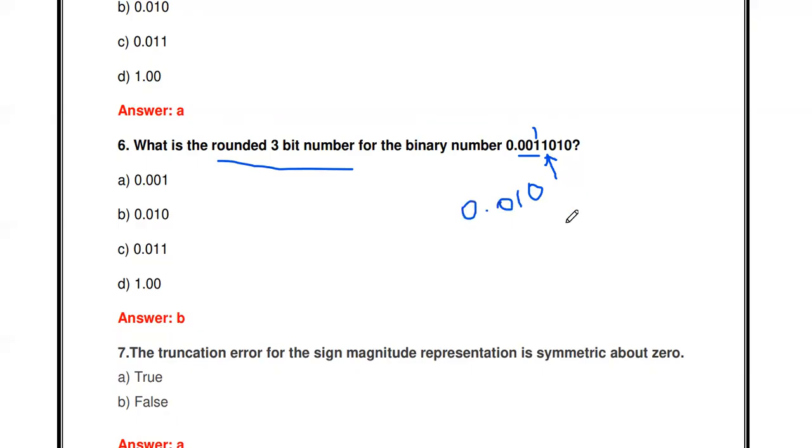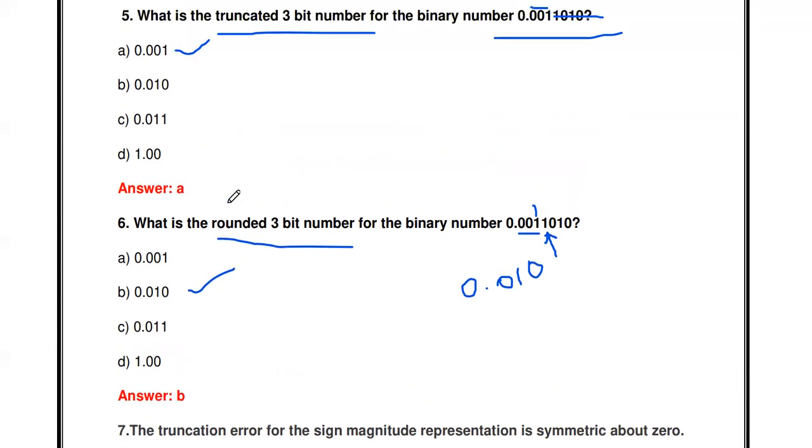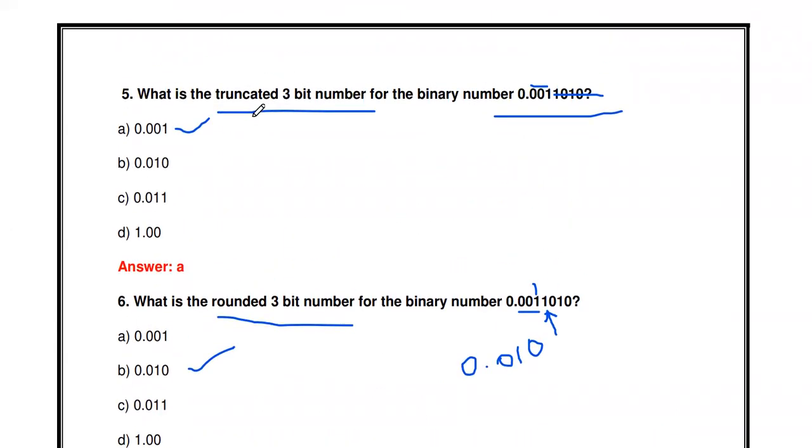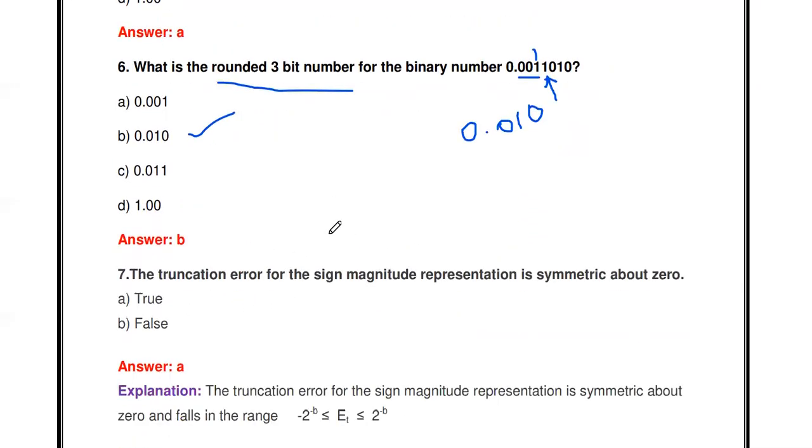So 0.010. So B is the answer. So this is the rounded. So you see, for the same number, if you are truncating, if you are using the quantization process, truncation means we will get the answer 0.001. If you are performing the rounding process, we will get the answer 0.010. Okay. So these are the two types of quantization.